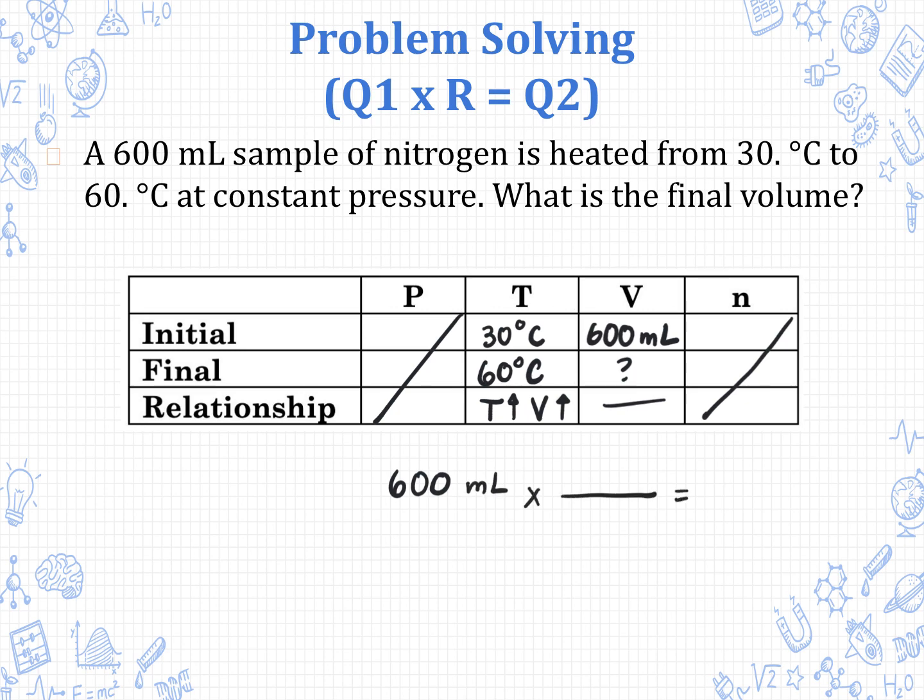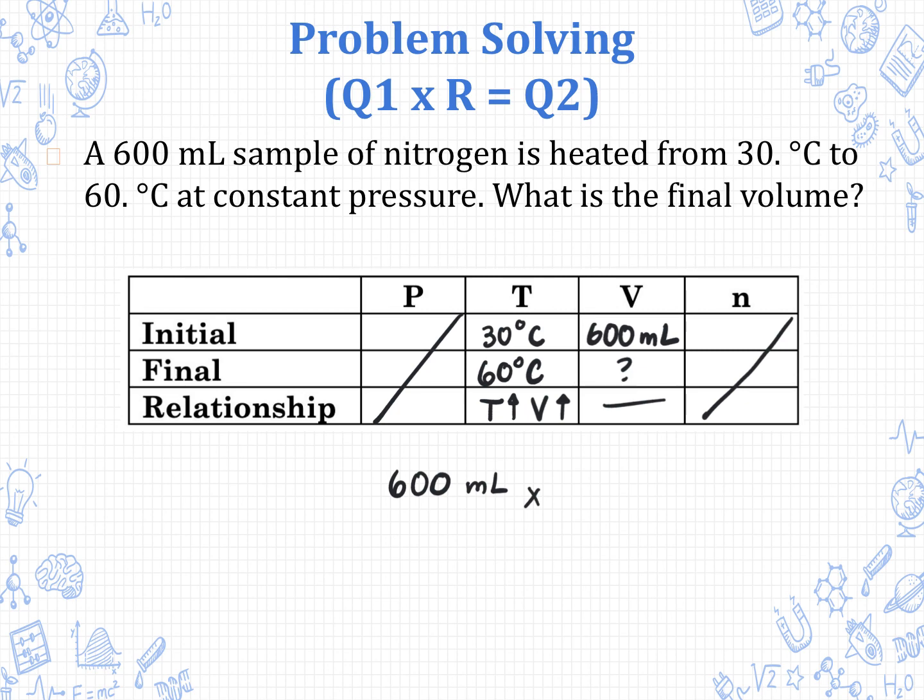Now, the biggest mistake people are going to make is, I watch students do it, they're going to say 60 over 30. My temperature doubled, my volume also is going to double. My volume should be 1,200 milliliters. But that is not correct, because if you look back at what we learned about temperature, temperature relationships are only direct relationships if we use temperature in Kelvin.